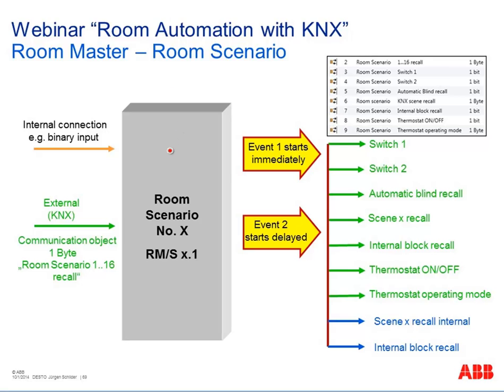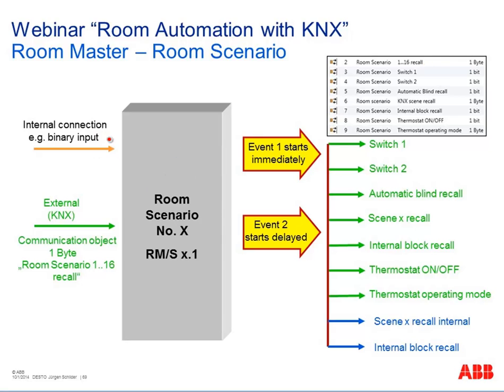This here is our room master with the different room scenarios up to 16. We can call each of the scenarios via our binary input, maybe our key card reader or our magnetic contact, our master switch or something. Or we can call these room scenarios via KNX telegram from a KNX sensor inside the hotel room or maybe from the reception desk, guest check in or check out, for example. And to call such a room scenario via KNX, this is a 1-byte telegram, so between 1 and 16. So in here you can see this is the communication object number 2, and with this communication object we can call our scenarios 1 to 16. It depends on the value of the KNX telegram.